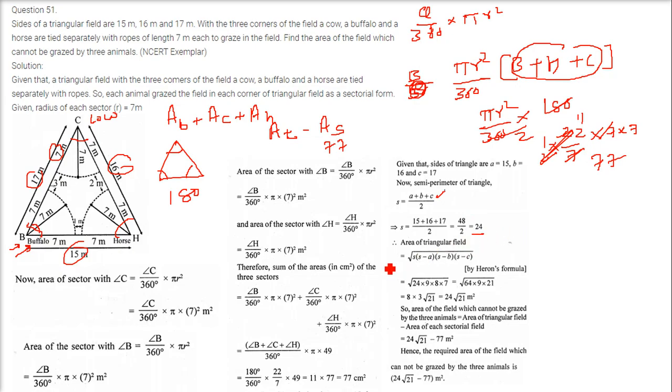Now we'll use the formula under root S(S minus a)(S minus b)(S minus c), and this is Heron's formula. We'll put S as this one, and a, b, c as these numbers. So you get 24 under root 21. Either you can compute it and subtract 77 from it, or you can keep it like this in meters square. So this is the answer.